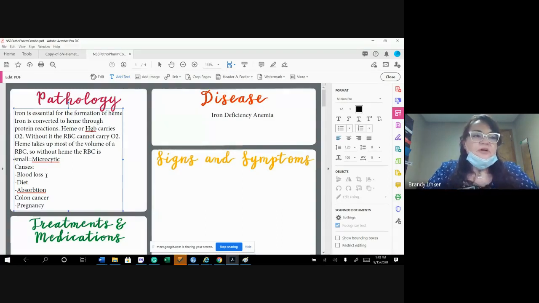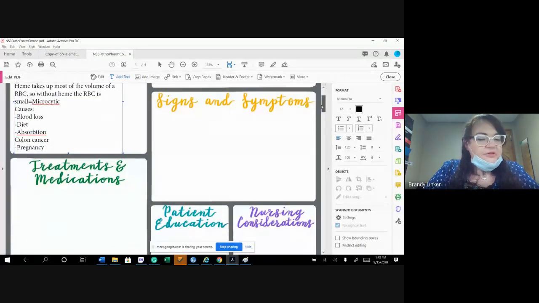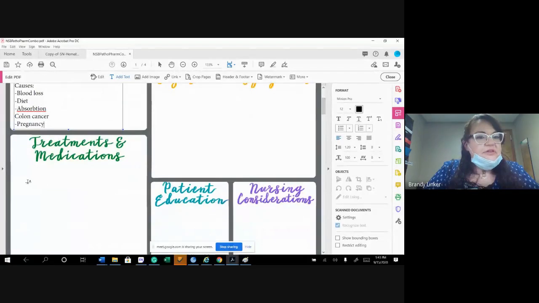And that's just because a pregnant woman needs more iron because your blood volume increases by 2/3 when you're pregnant, okay? So a pregnant woman just needs more iron than a non-pregnant person, okay? So how do we treat this? We treat it with iron. It's a replacement medication that you give.